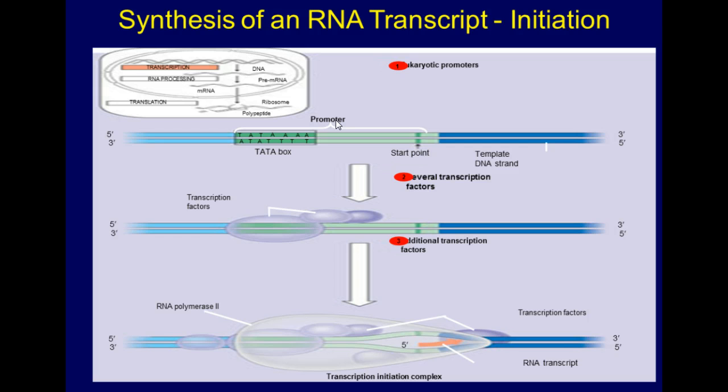Also write now that the DNA sequence called the promoter is called a TATA box, T-A-T-A. T for thymine, A for adenine. So it's called a TATA box. So the other description of a promoter is the TATA box.